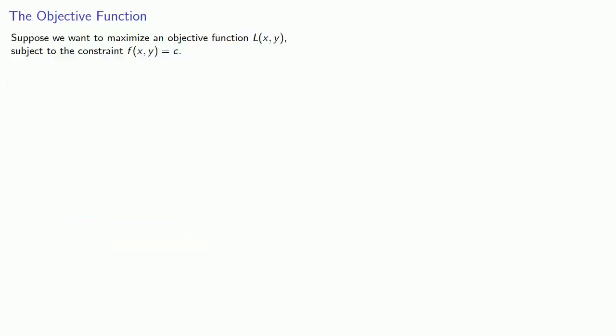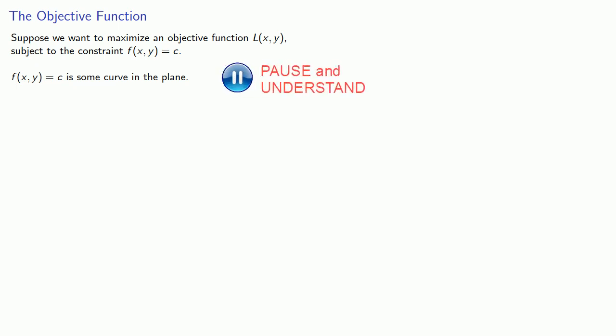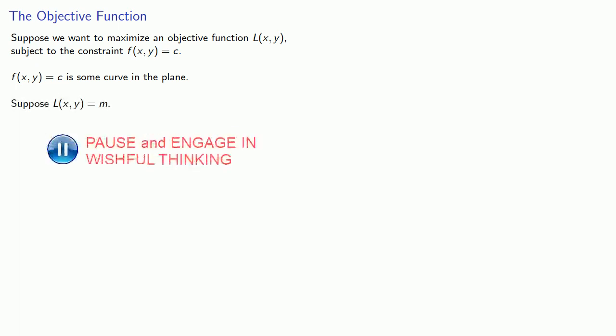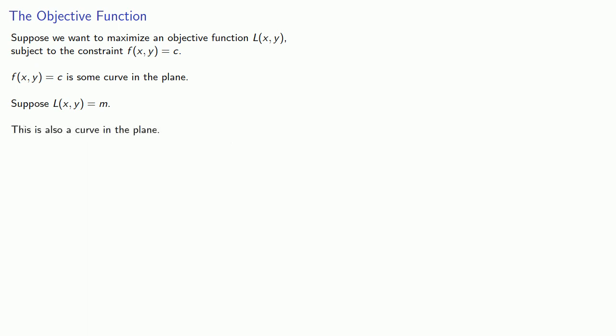So let's think about optimization. Suppose we want to maximize an objective function, L of x y, subject to the constraint f of x y is equal to c. Now, f of x y equal to c is some curve in the plane. Suppose my objective function, L of x y, is equal to m. This is also a curve in the plane.